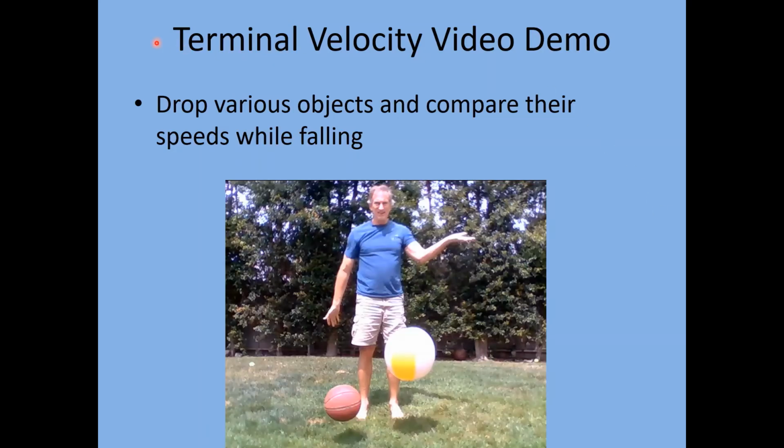In the next couple of minutes, you'll get to see a terminal velocity video demonstration where I'm going to be dropping various objects and comparing their speeds while falling. While we do the experiments, we'll make note of the differences in the mass between the objects. One might be heavier than the other. And also remember the area of the objects, because the area and the mass are the two factors that determine the terminal velocity of a falling object.